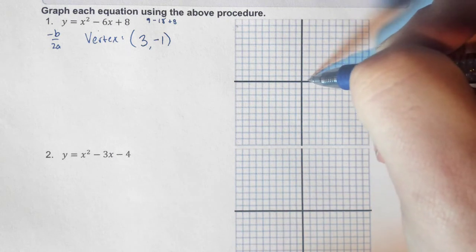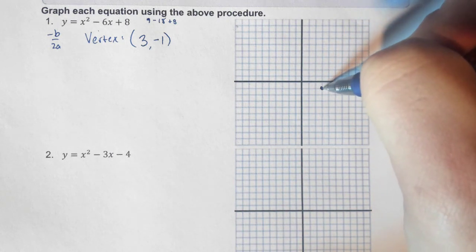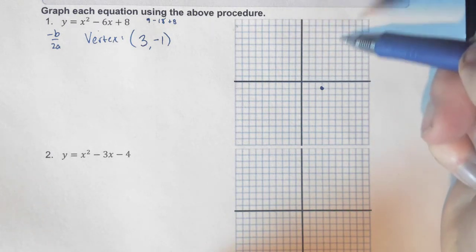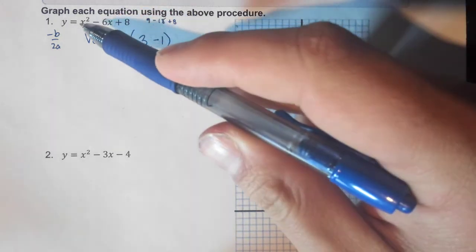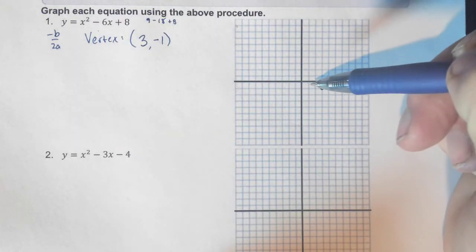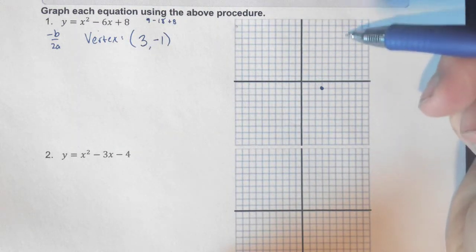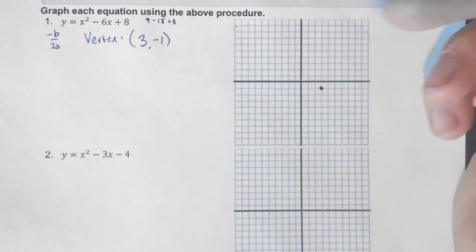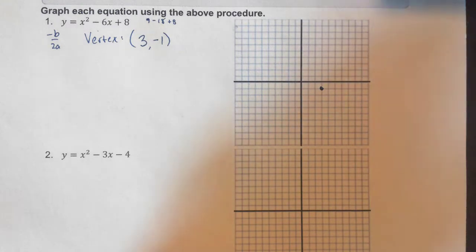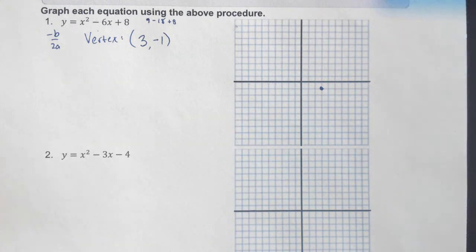So I'll go ahead and plot that. 1, 2, 3, down 1, right there. So there's my vertex. Now I know this is going to be an upward U because my first term is positive. So I know that this is going to be my lowest point of my graph and everything is going to be above that.